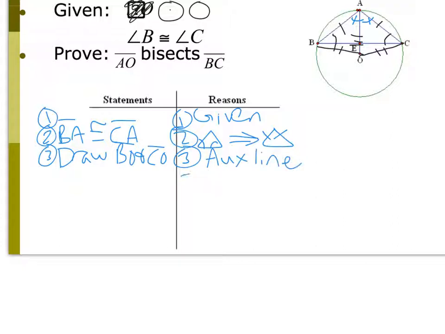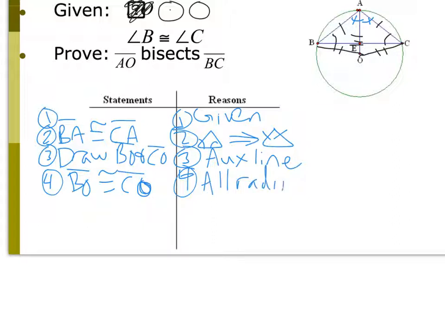Something about a line. Step 4: BO and CO are congruent. I do want to say that because if I'm going to draw them, I'm going to want to say they're congruent, and they are. All radii congruent. And then I've got AO congruent to AO, and that would be reflexive, right?